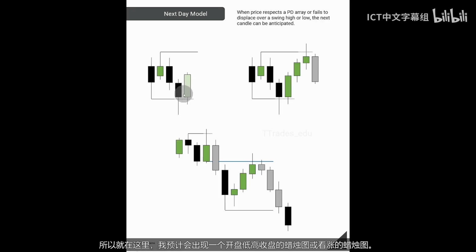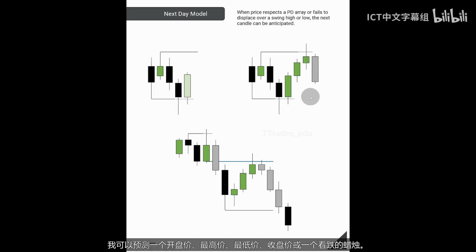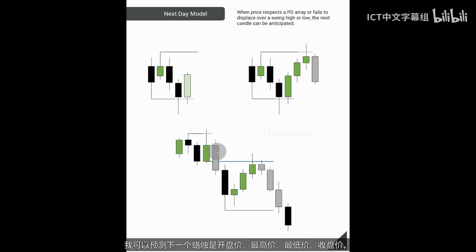So right here, I would anticipate an open low high close candle or a bullish candle, and you can see how that would work out. And then similarly up here, when price takes this swing high, closes back in the range, I can anticipate an open high low close or a bearish candle. So looking at a set of price action using that, you can see we sweep this high right here, close back in the range. I can anticipate this next candle being open high low close. Similarly over here, we respect this PD array here.